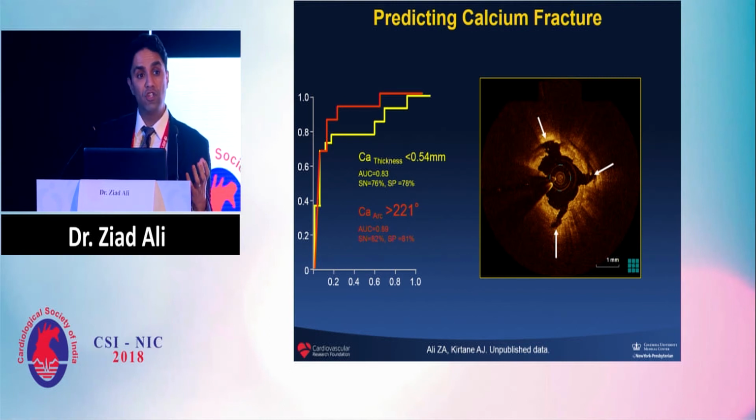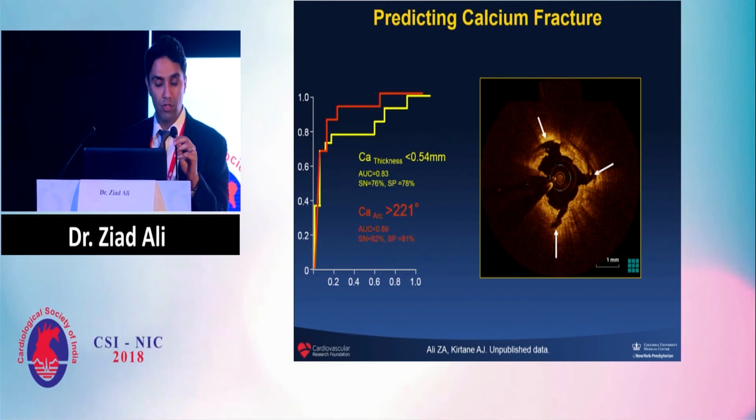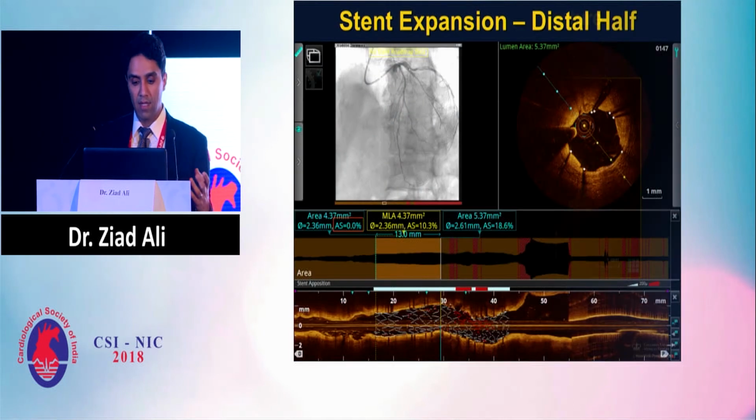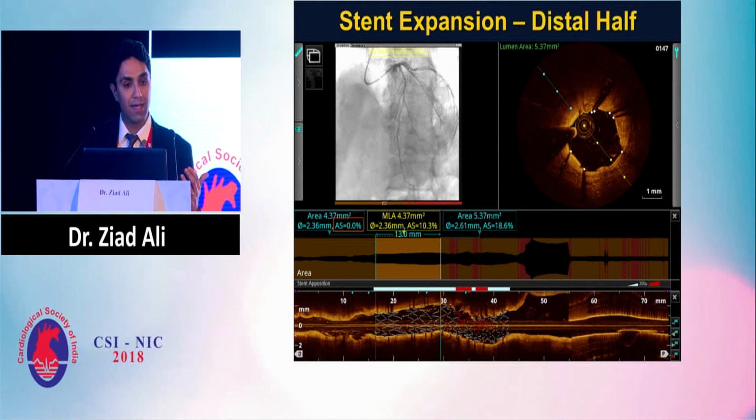We have an unpublished body of work which is going on currently, which is the ability to predict which calcified lesions can be fractured with a non-compliant balloon alone. And as we showed earlier, a calcium thickness of less than 0.5 millimeter and a calcium arc of greater than 221 millimeters are independent predictors of calcium fractures. What does that allow you to do? Why do you really want to know this? Well, the reason you want to know is because it allows you to optimally expand the stent.